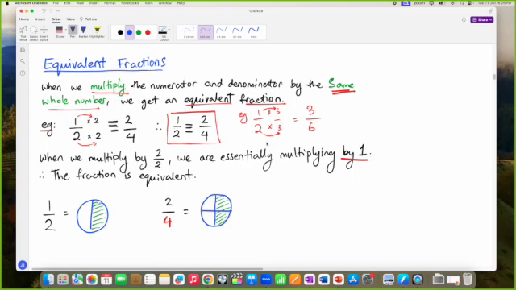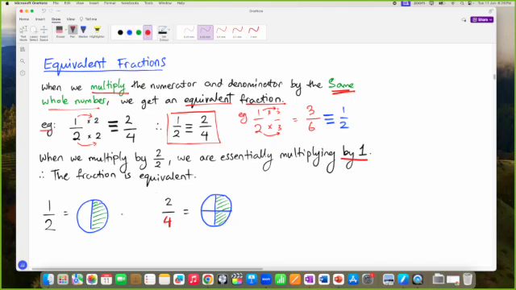The other example is I take the half and I multiply it by 3 instead. So 1 times 3 is 3, and 2 times 3 is 6. So 3 over 6 is equivalent to a half. They are both the same fraction. When we multiply by 2 over 2, we are essentially multiplying by 1, and so the fraction is equivalent, because you're not really changing the fraction.